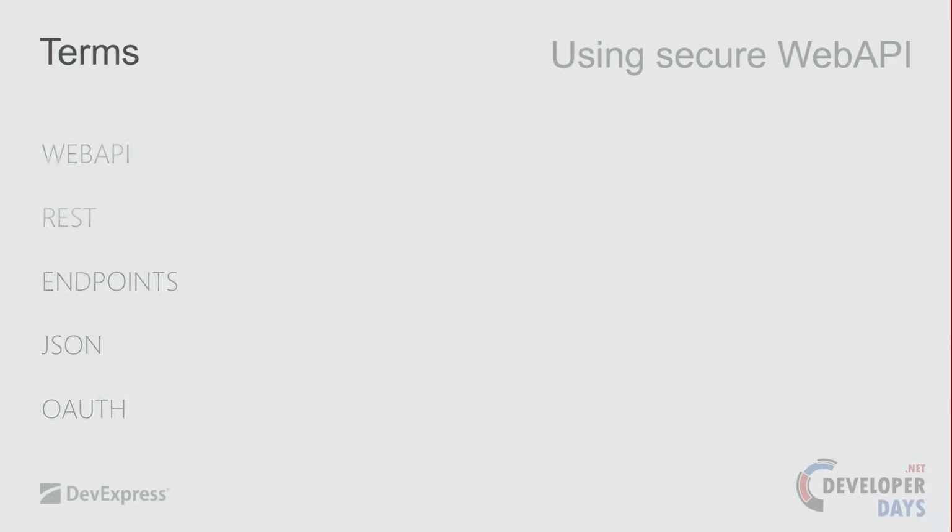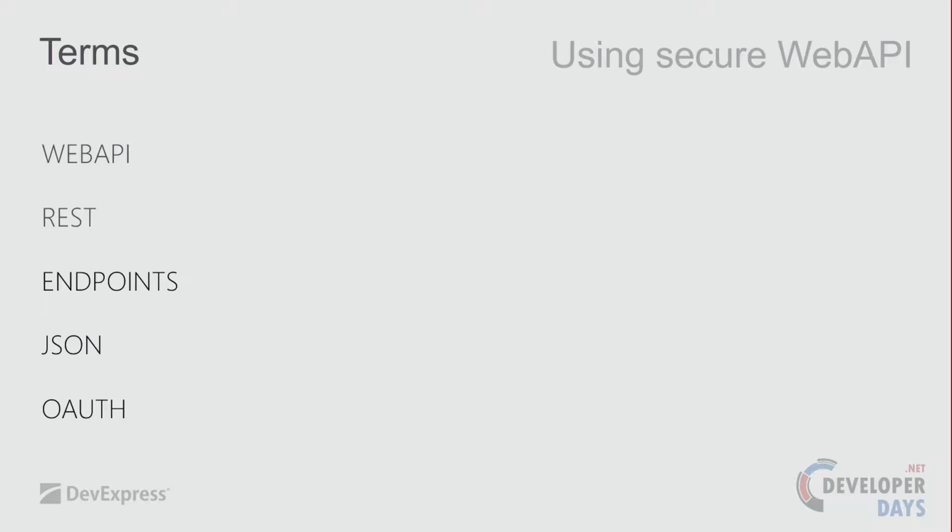Well, before we start into the real coding part, let's discuss a couple of terms quickly here. You've probably heard most of them. We've got Web API, we've got REST, we've got endpoints, JSON, OAuth. Well, and that is basically everything we're going to deal with in this session.